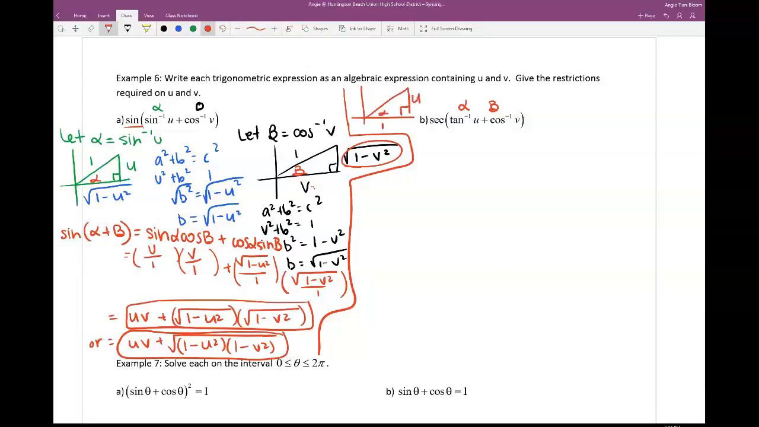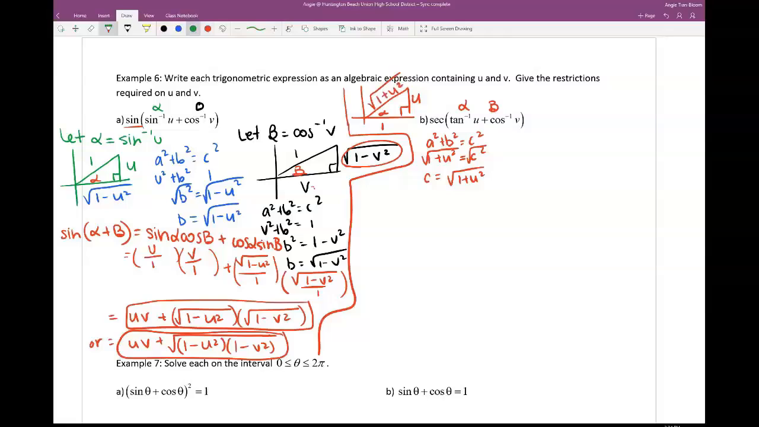Tangent is opposite over adjacent. So based on the Pythagorean theorem, a squared plus b squared equals c squared. C is unknown, so 1 squared is 1, plus u squared equals c squared. Let's solve for c, so c equals the square root of 1 plus u squared. That's where we're going to put this 1 plus u squared. All right, so there's alpha.